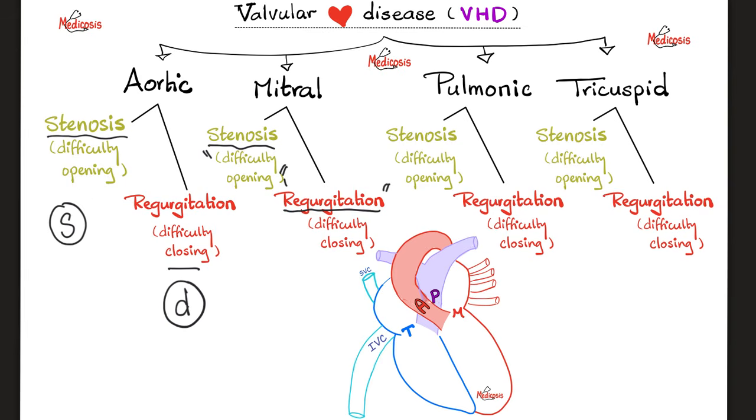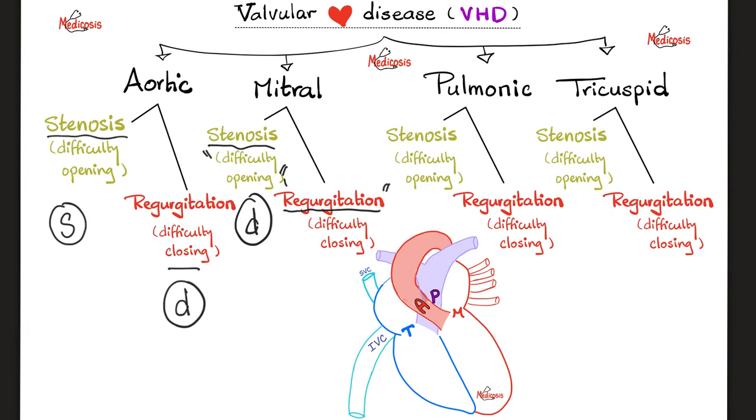Next, mitral stenosis. When is the mitral valve supposed to open? The mitral valve is supposed to open during ventricular diastole to allow blood to pass from the left atrium to the left ventricle. Failure to open during diastole means that mitral stenosis is a diastolic murmur.